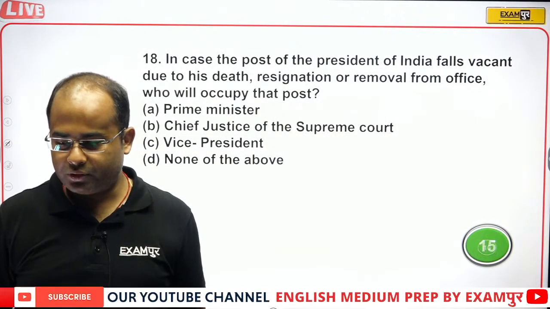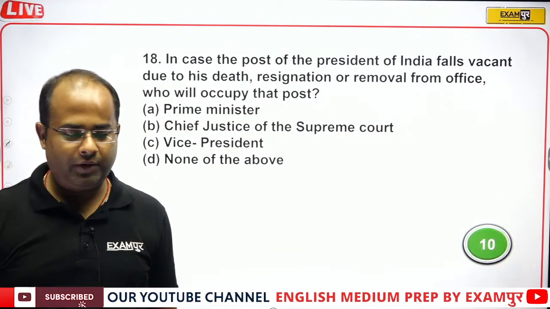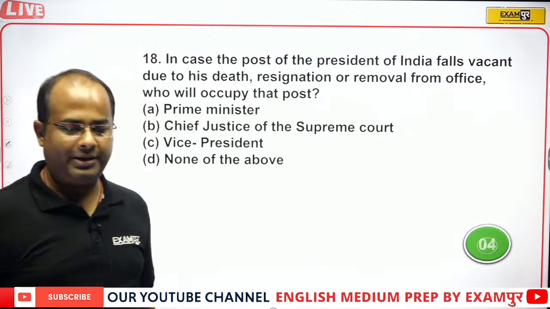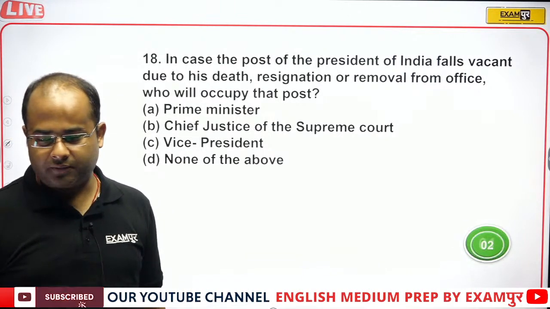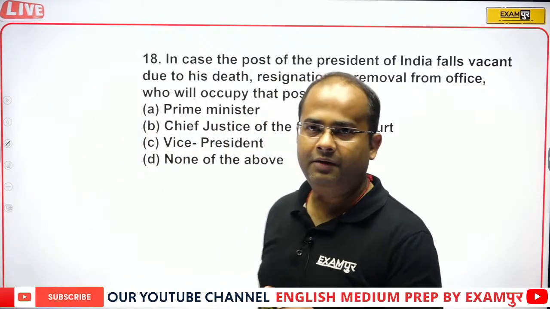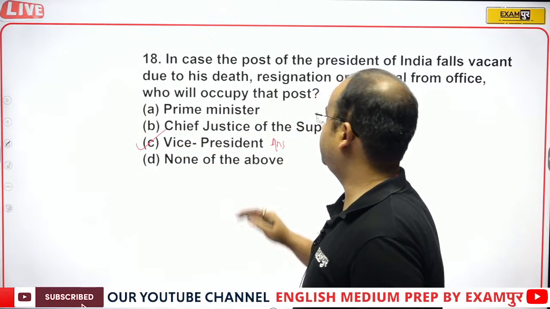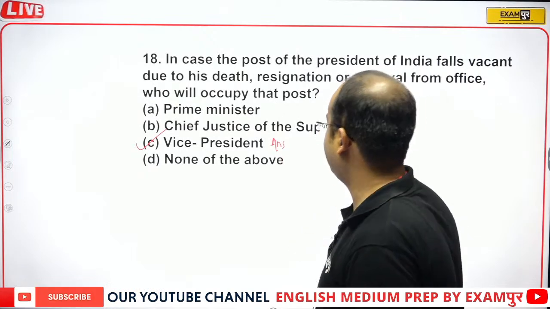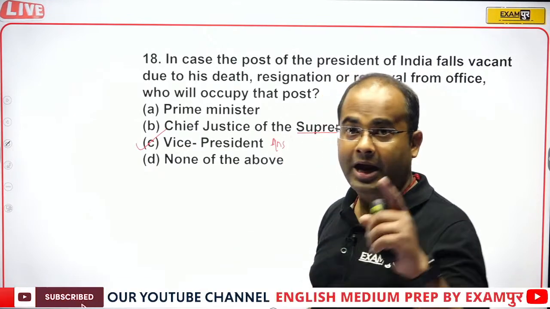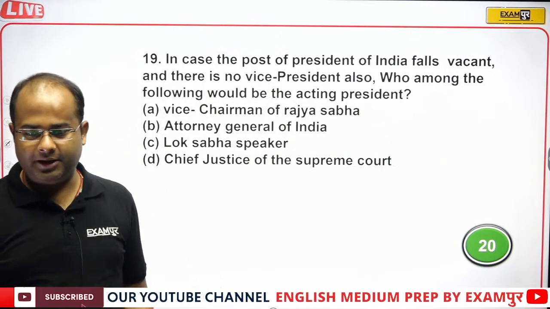Now, in case the post of the President falls vacant due to death, resignation or removal from the office, who will occupy the post? Prime Minister, Chief Justice of the Supreme Court, Vice President or none of the above? The first choice will be the Vice President of India, and if the post of Vice President is still vacant, then the Chief Justice of India will be the person.